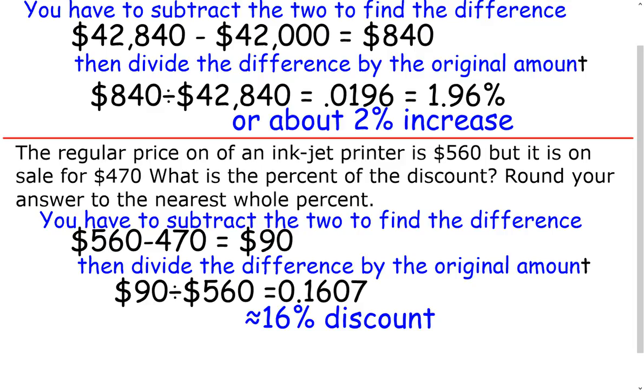Well, I hope this tutorial has helped you with understanding percents and how to go between decimal and fraction, and how to find missing amounts, and how to navigate word problems. And you'll be successful, and good luck.